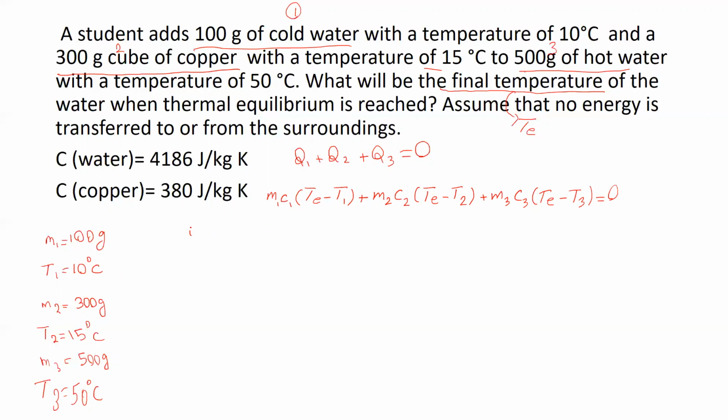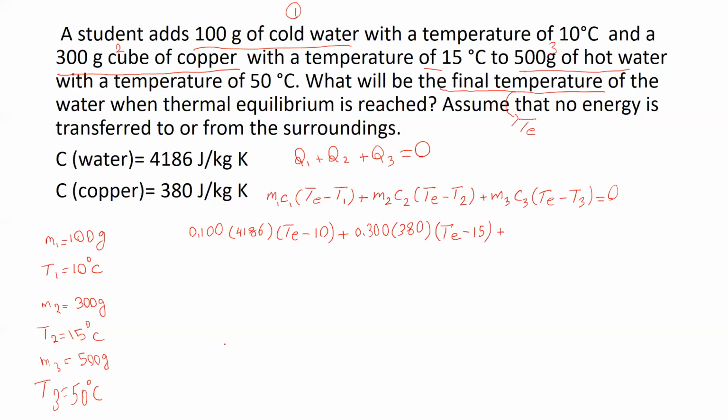So this one is 0.1. This one is water, and C for water is 4186. TE, I don't have it. T1 is 10. This is for Q1. Plus M2 is 300 grams, which means 0.3 kilograms. T2, because the second one is copper, C is 380. And then TE is something that we want to calculate, and T2 is 15.